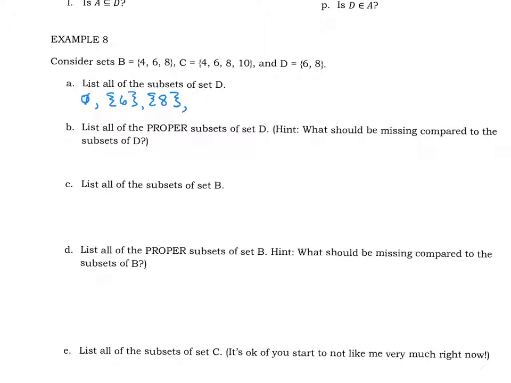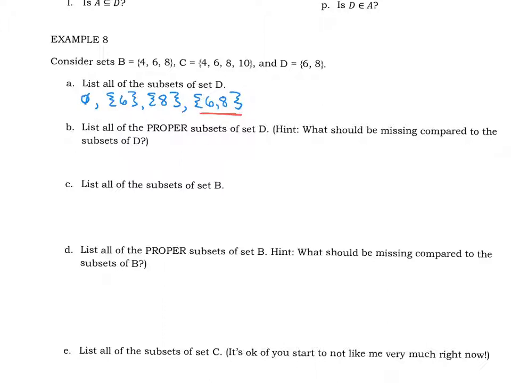So we have 0 elements, the sets with 1 element, and then we have the sets with 2 elements. Okay, so that would be the set itself, right? And that would be all we would include. So on B, it says list all of the proper subsets of set D. And the hint is what should be missing compared to the subsets of D. Well, hopefully you would notice that we would be missing the set itself.